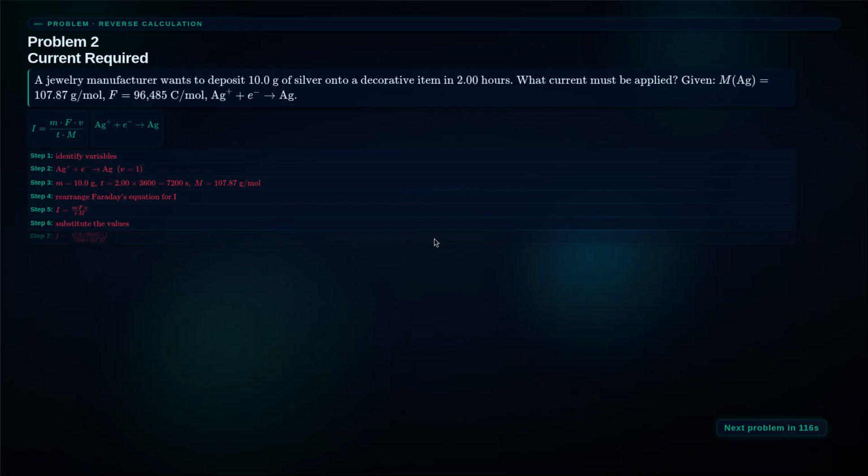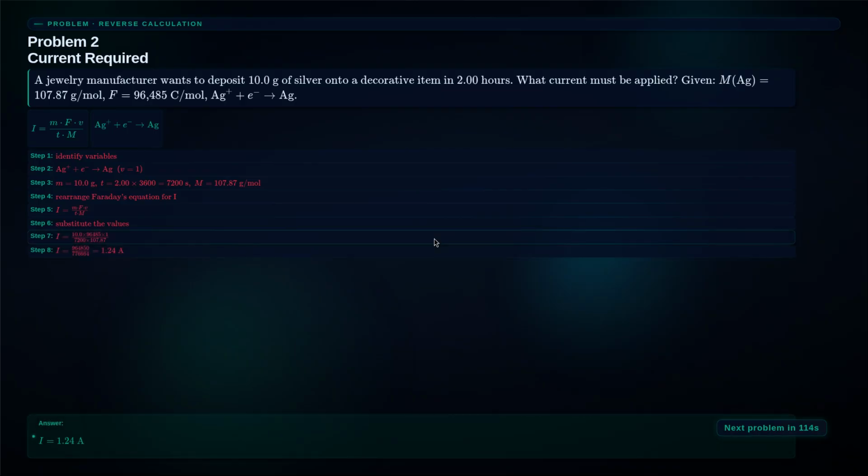Problem 2. A jewelry manufacturer wants to deposit 10 grams of silver onto a decorative item in 2 hours. What current must be applied? The half reaction is Ag+ plus 1 electron gives Ag solid, so v equals 1. Convert time. 2 hours times 3,600 equals 7,200 seconds.